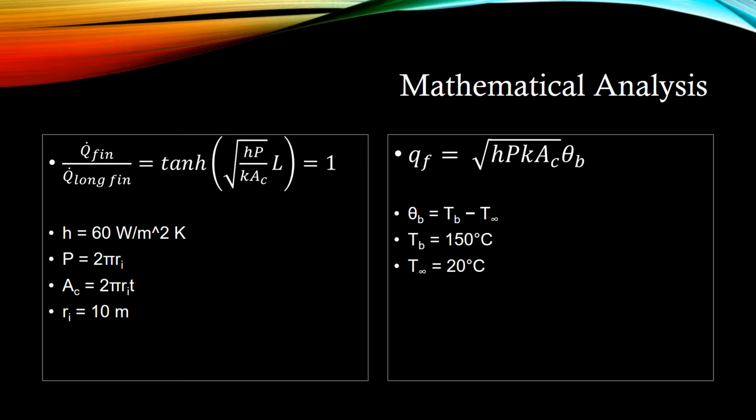To find the heat loss, we used the equation in the right box. Theta B is the difference between the base temperature and the ambient air temperature.